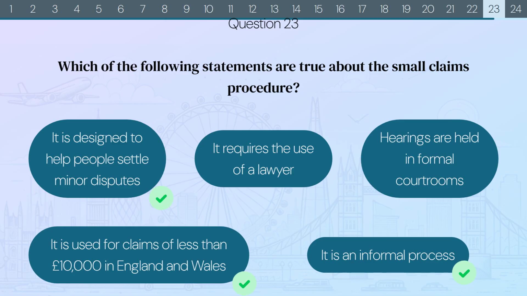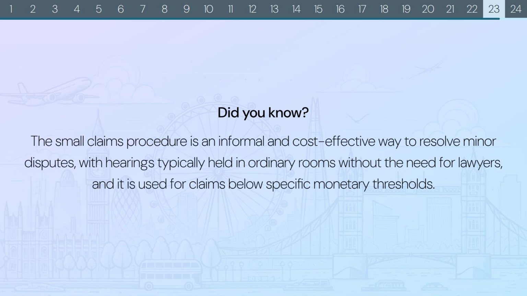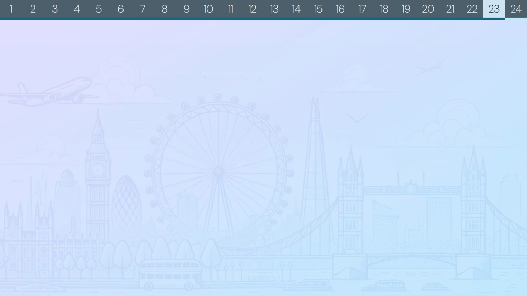The correct answers are, it is designed to help people settle minor disputes. It is used for claims of less than £10,000 in England and Wales. And, it is an informal process. Did you know? The small claims procedure is an informal and cost-effective way to resolve minor disputes, with hearings typically held in ordinary rooms without the need for lawyers, and it is used for claims below specific monetary thresholds.